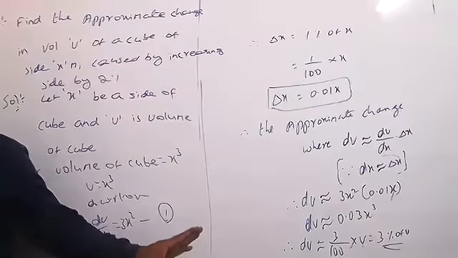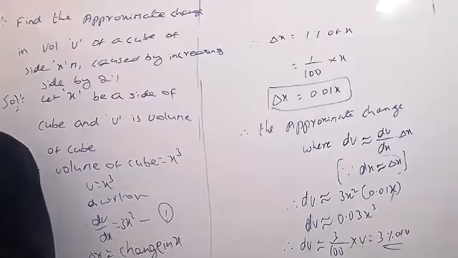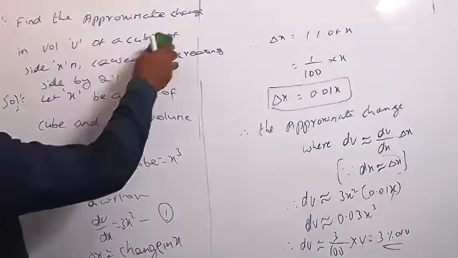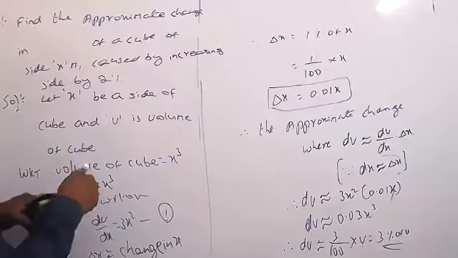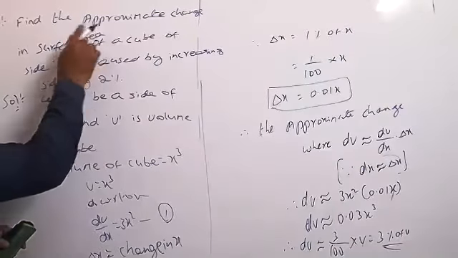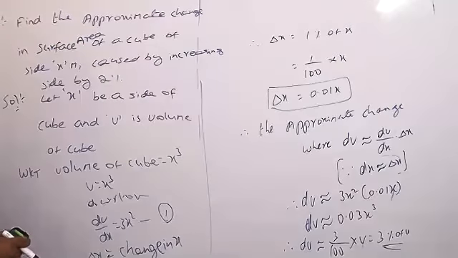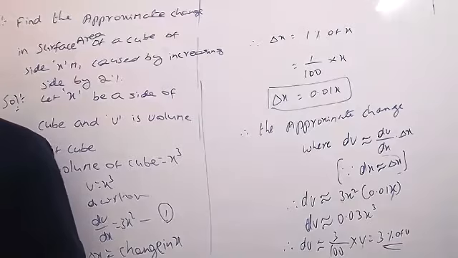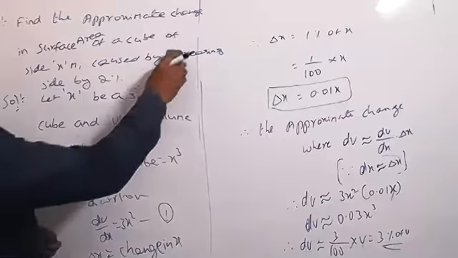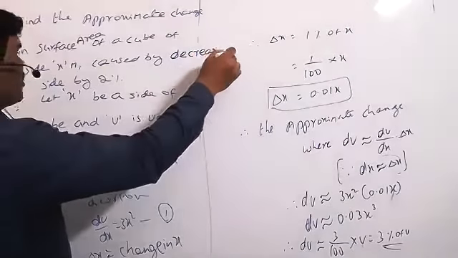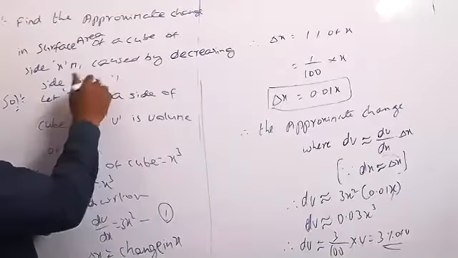Now, after discussing the volume, we'll do the surface area. Find the approximate change in surface area of a cube of side x meters, caused by a decrease in the side by 1%. It's not increasing now, it's decreasing.